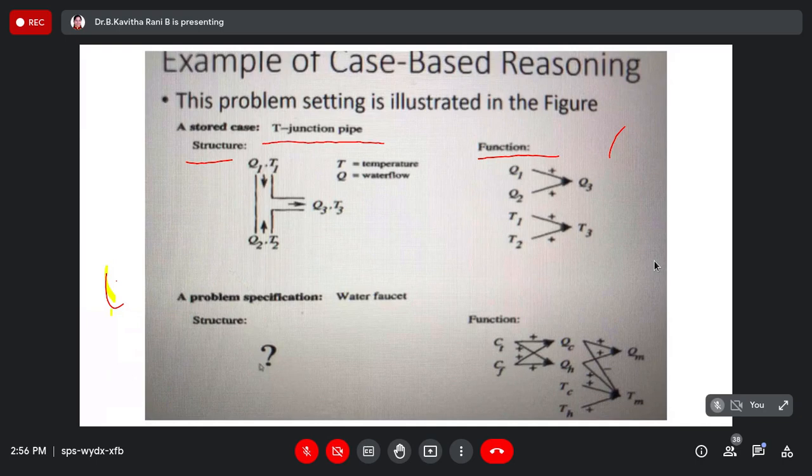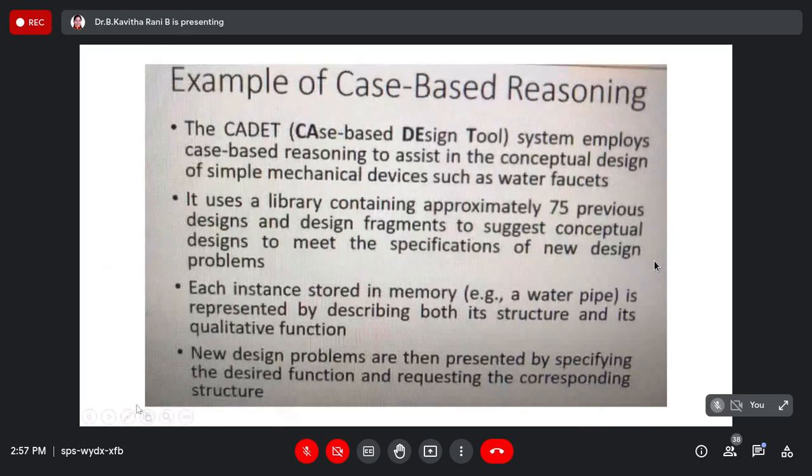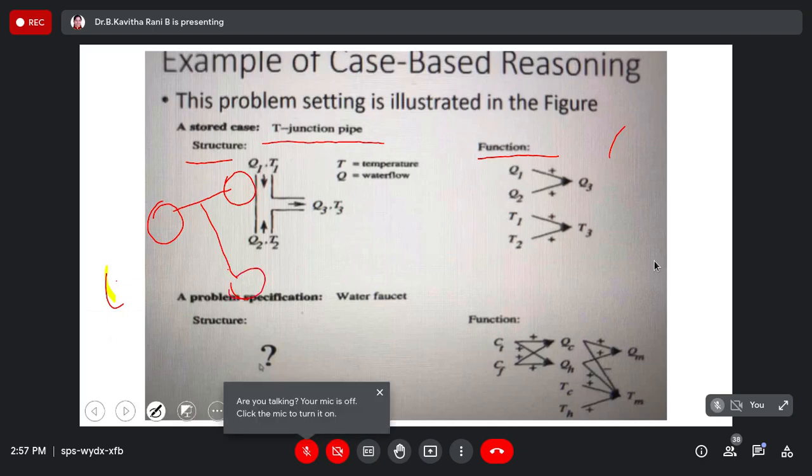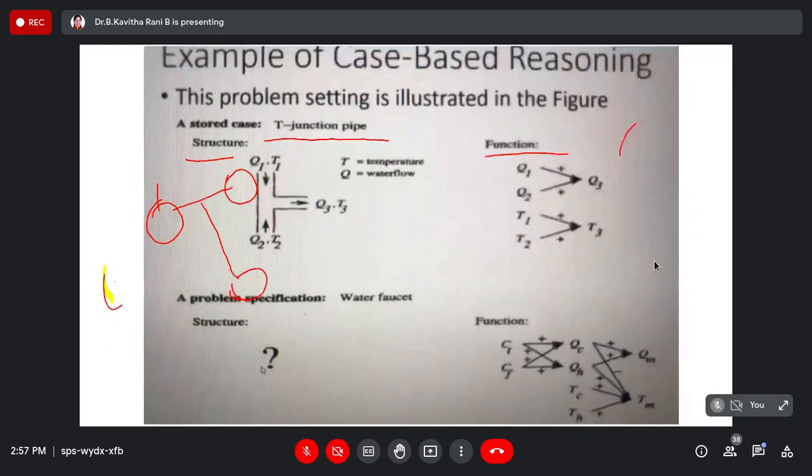So now the mouse is not working correctly. Just a moment. If you see here, this is your T junction pipe. These two are inlets. This is your outlet. This one is hot water, this one is cold water. If you feed in both, you get the output.